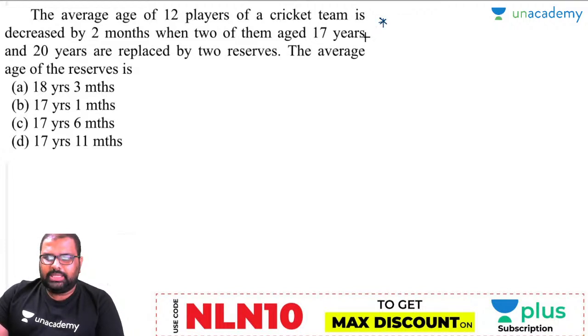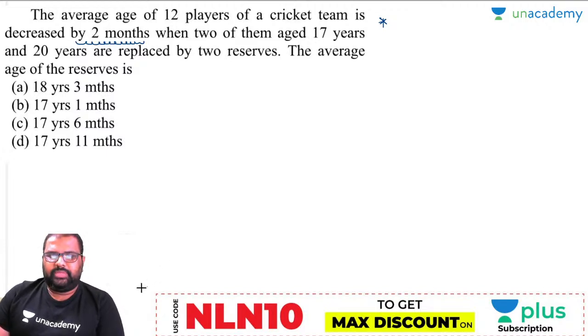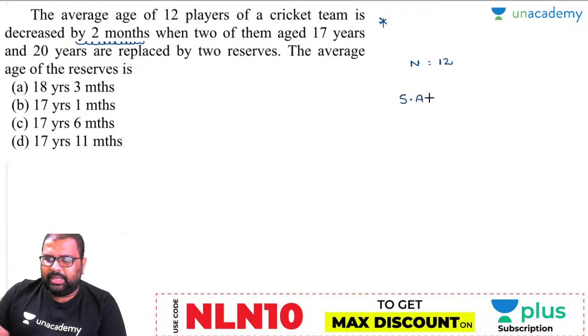The average age of 12 players of a cricket team is decreased by 2 months. When two of them aged 17 and 20 are replaced by two reserves, the average age of the reserves is, now I'll take it like this, number of players as 12. Now their simple average age, I will take it as some x. Now what happened, the sum will be how much? 12 into x. Am I right or wrong?